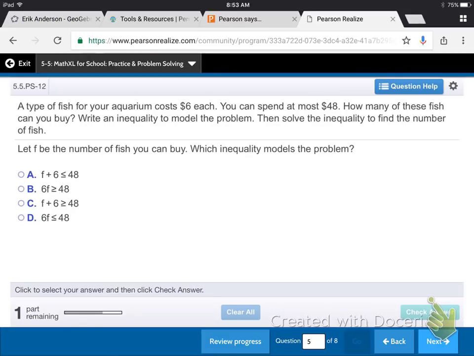Okay, we are just rolling right along. This is hopefully pretty easy for you. Let's see, this says a type of fish for your aquarium costs $6 each, but you can spend at most $48. Now think, boys and girls, these words, at most, what kind of inequality does that mean? That means you can't go over 48. That means the greatest amount of money you can spend is $48. That means that the maximum is 48.